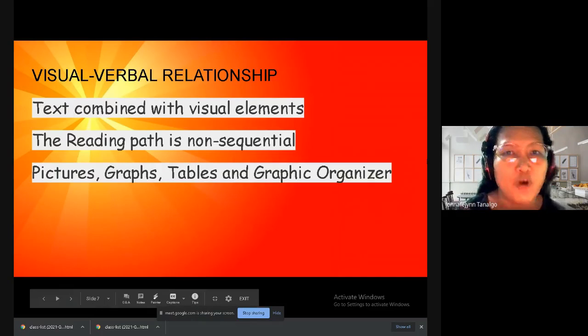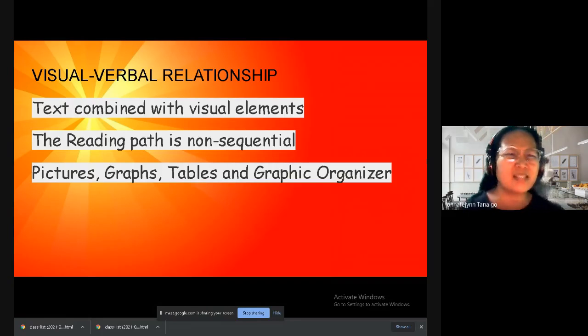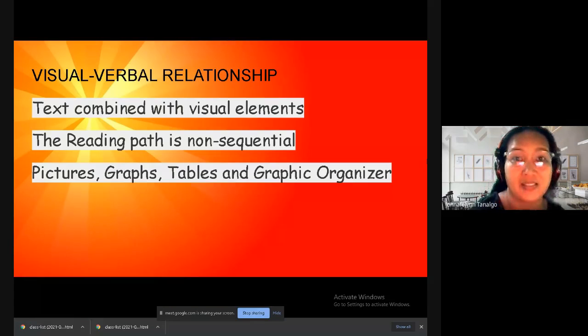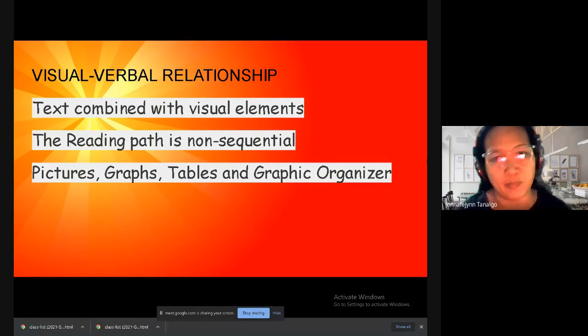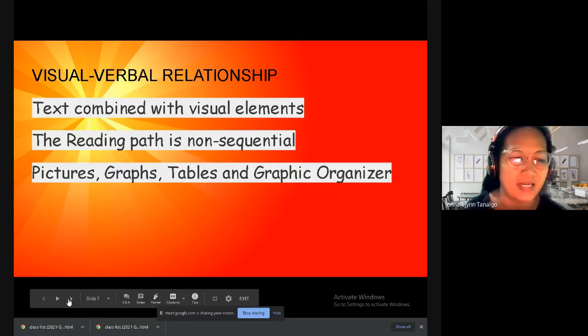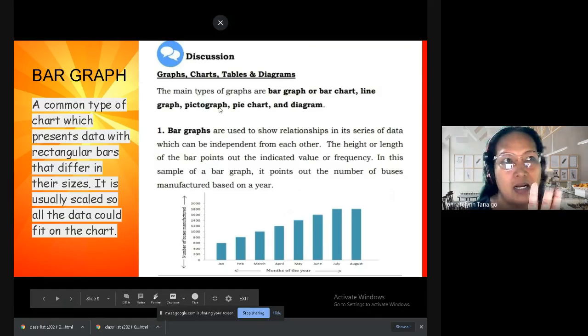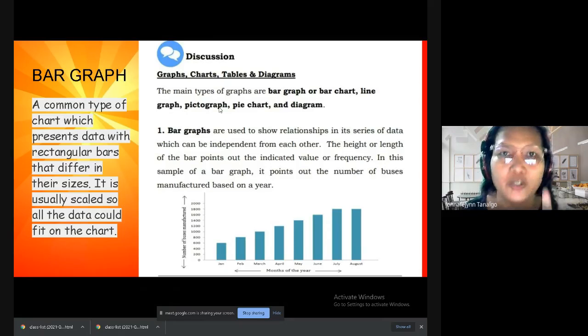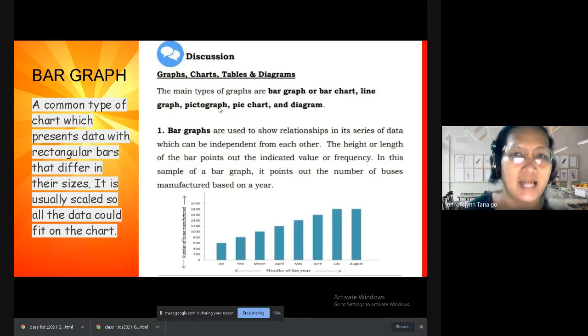Now, let us move on with the discussion. What is this visual-verbal relationship? Well, this is a text combined with visual elements. The reading path here is non-sequential. There is the presence of pictures, graphs, tables, and graphic organizers. These things that I'm going to discuss can be found as well in your Clay Division module that I sent on our Google Classroom and at the same time on our Messenger chat.